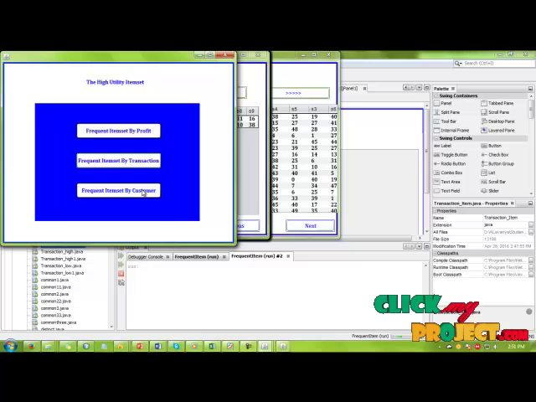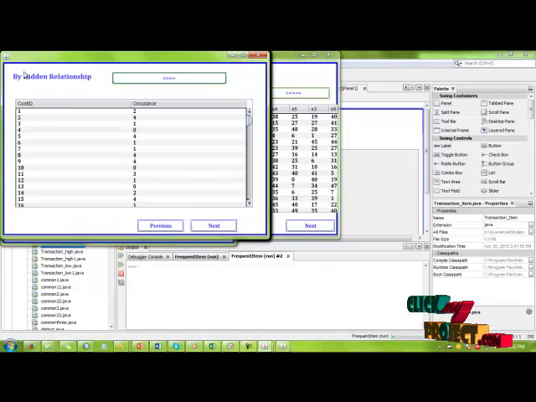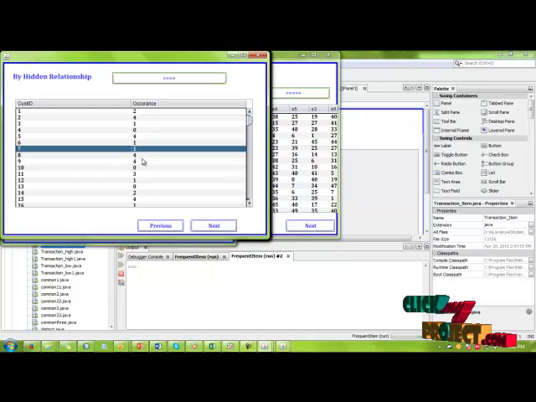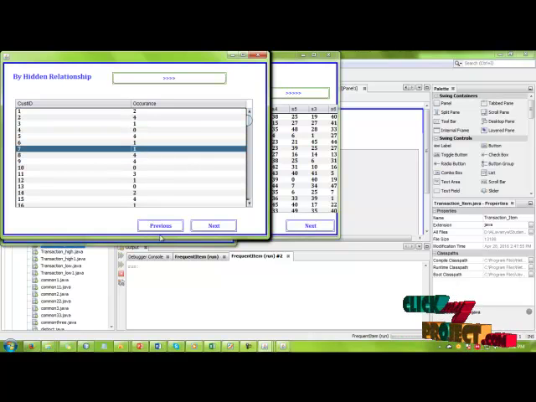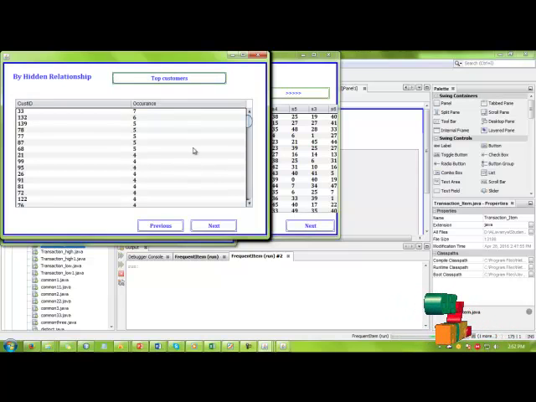Okay, after that now we are going to find out for customer. Now we are going to find out the hidden relationship, the customer and their occurrence, how many times they purchase the products. It's by time, not by the product. And here we filtered the top customers.